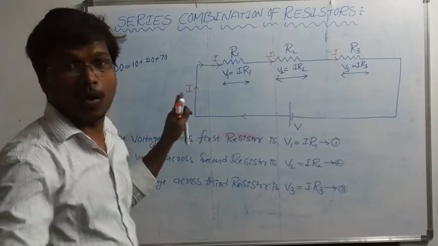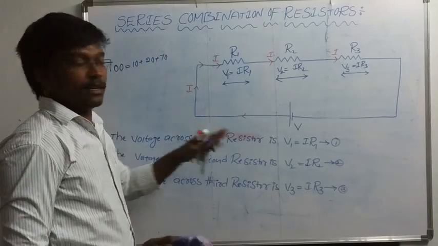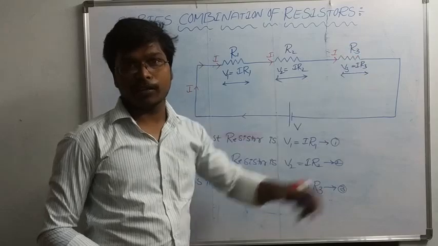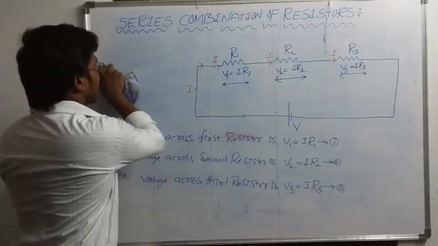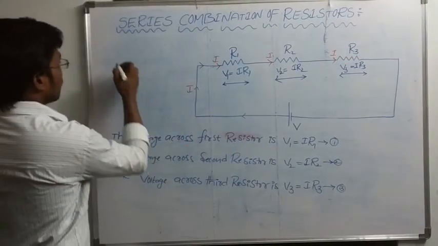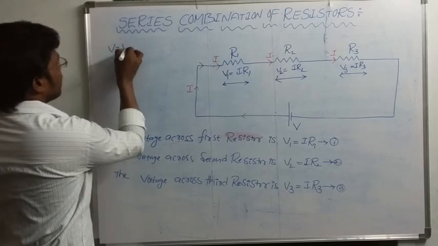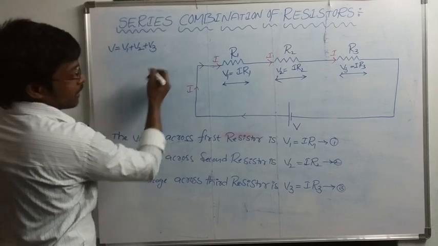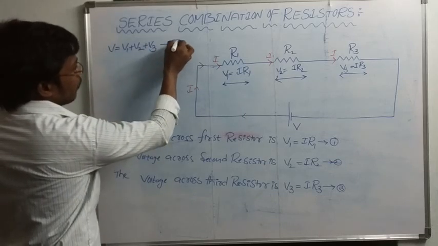The total voltage of the battery is equal to the voltage across the first resistor plus the voltage across the second resistor plus the voltage across the third resistor. So see, I am writing that step. V is equal to V1 plus V2 plus V3. Give equation number 4.